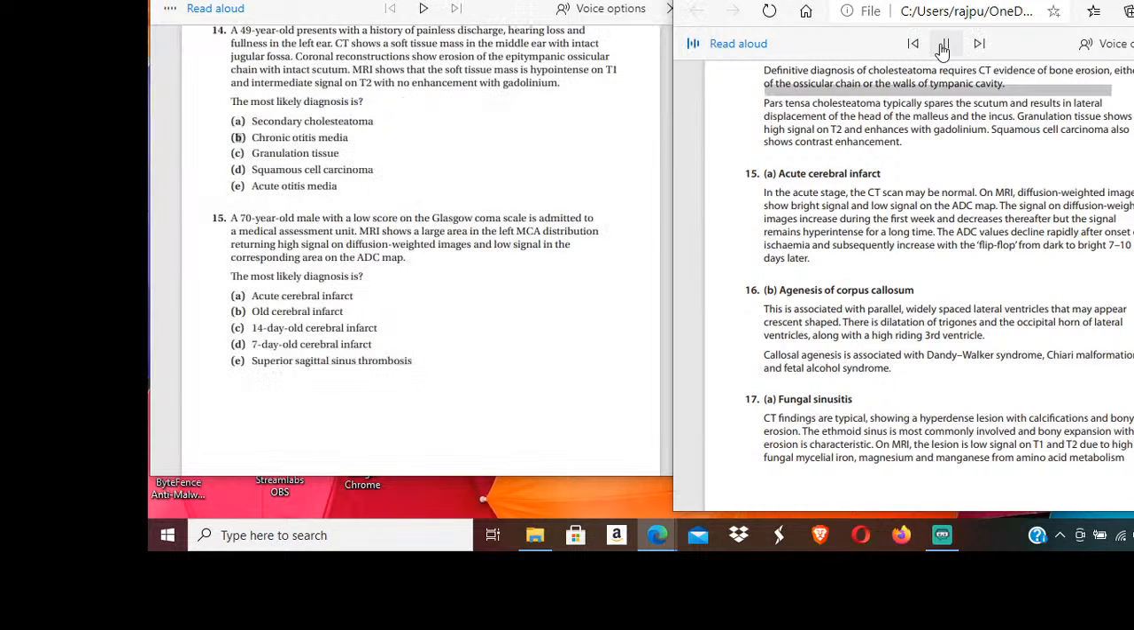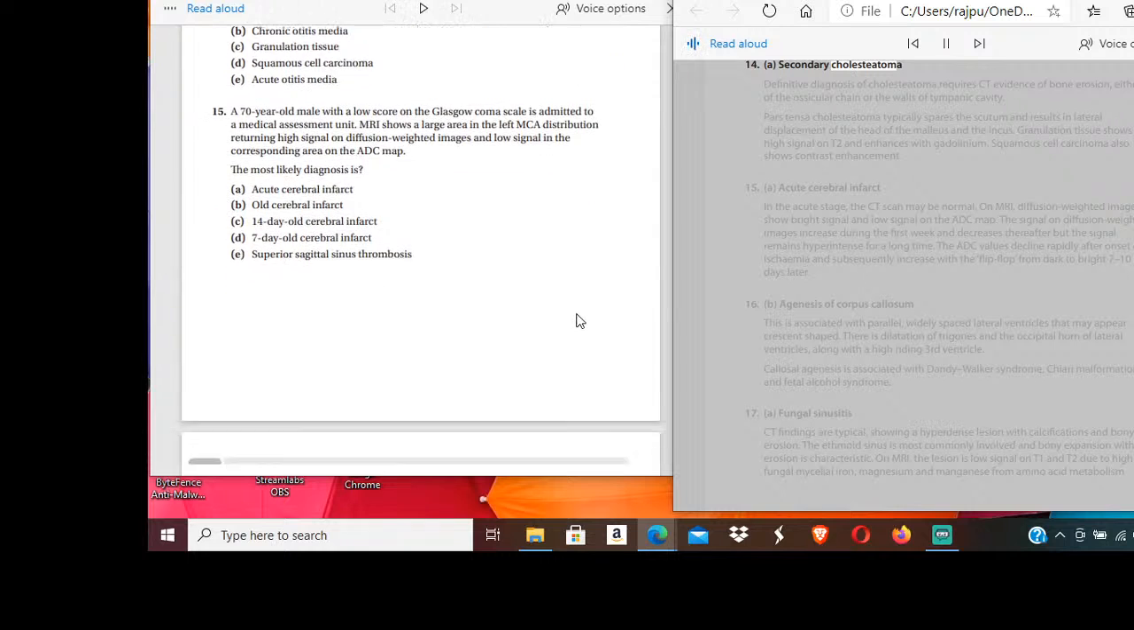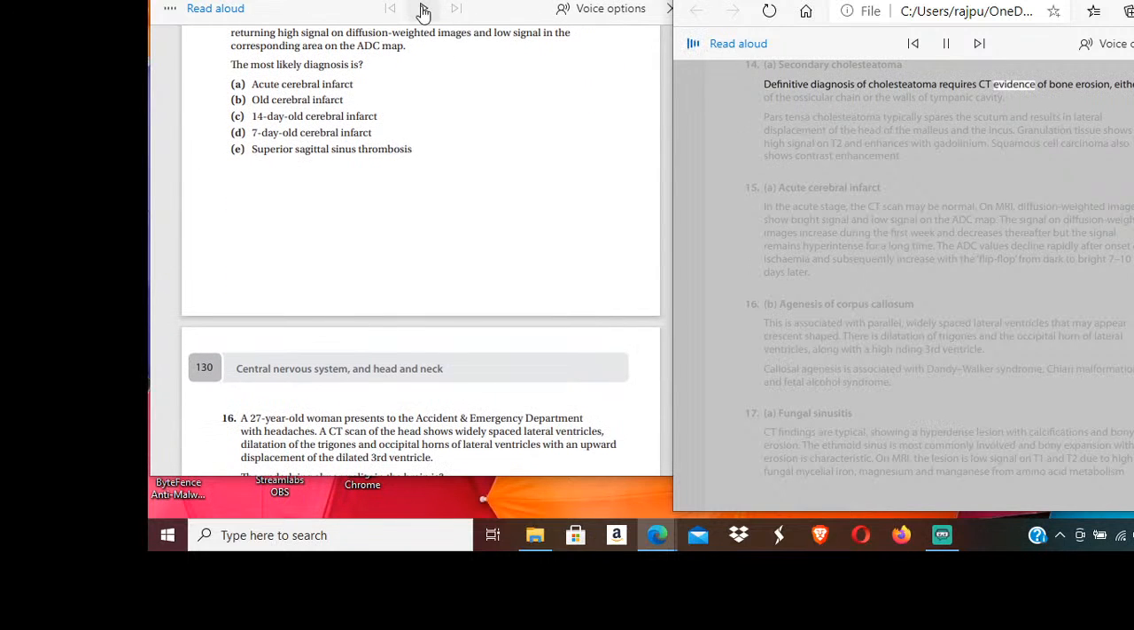Secondary cholesteatoma. 14. A. Secondary cholesteatoma. Definitive diagnosis of cholesteatoma requires CT evidence of bone erosion.